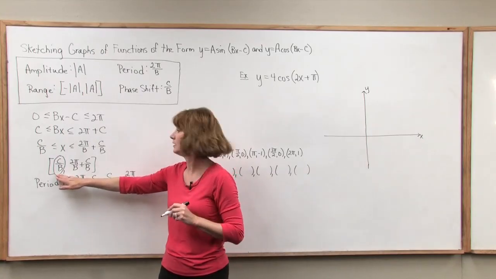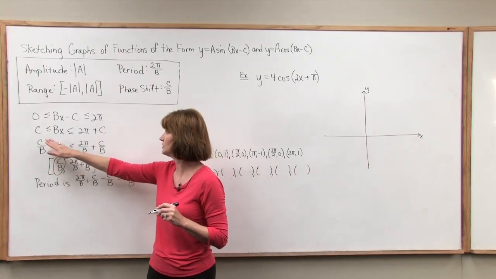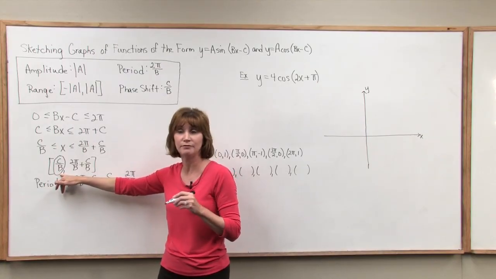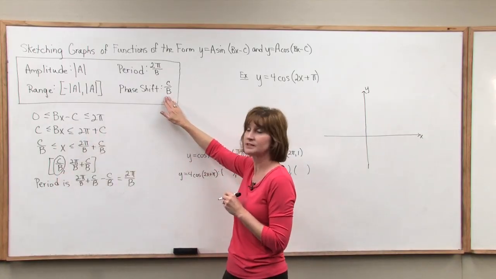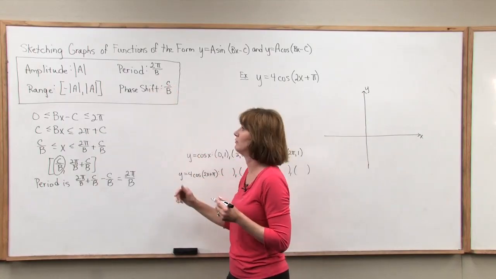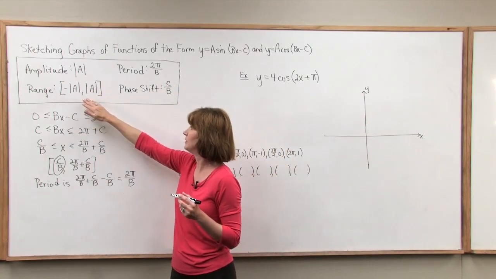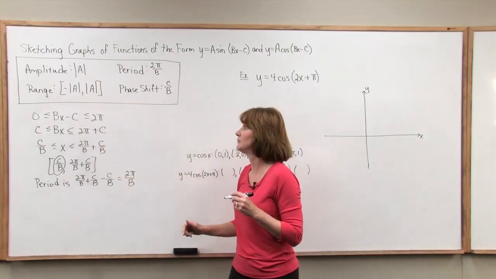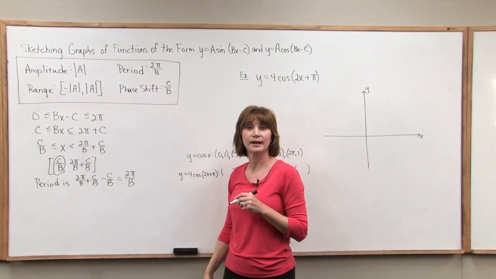Remember, the first quarter point of those functions used to start at 0. Now it's going to start at c over b. So we call c over b the phase shift. So the phase shift is c over b, period is 2 pi over b, amplitude is absolute value of a, and the range is negative absolute value of a to the positive absolute value of a. Let's look at an example.